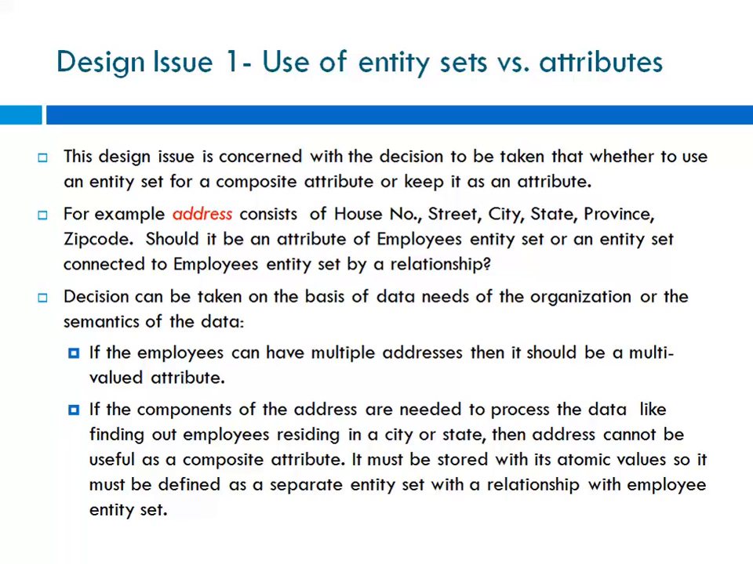data. If the employees can have multiple addresses, then it should be a multi-valued attribute. But if the components of the address are needed to process the data, like finding out employees residing in a city or state, then address cannot be used as a composite attribute. It must be stored with its atomic value, so it must be defined as a separate entity set with a relationship with employees entity set.